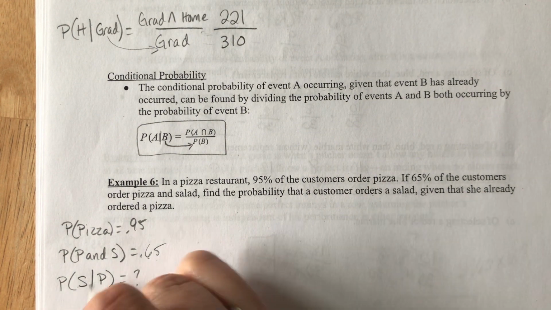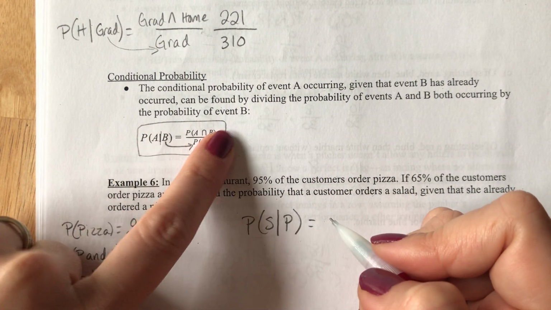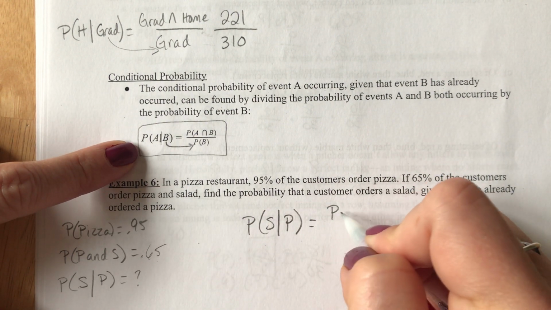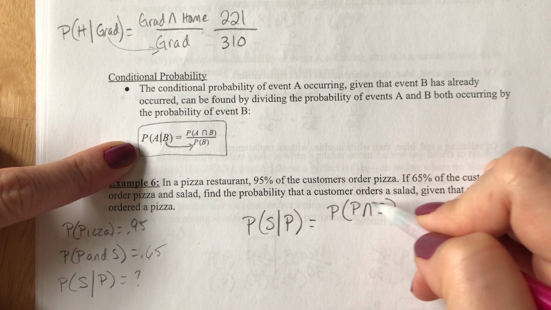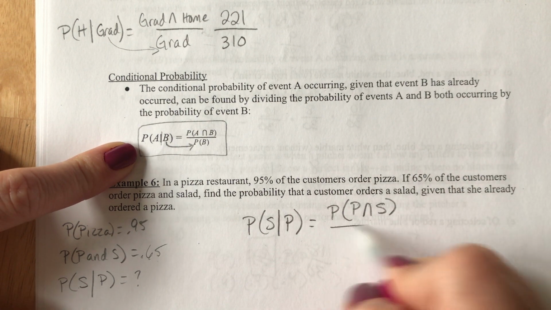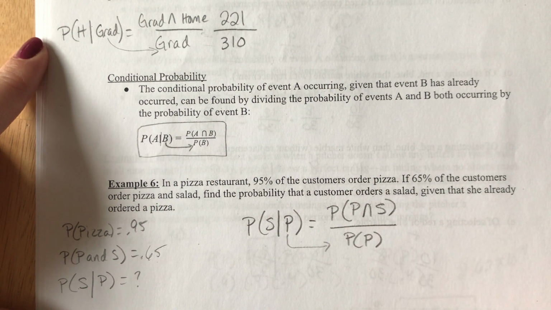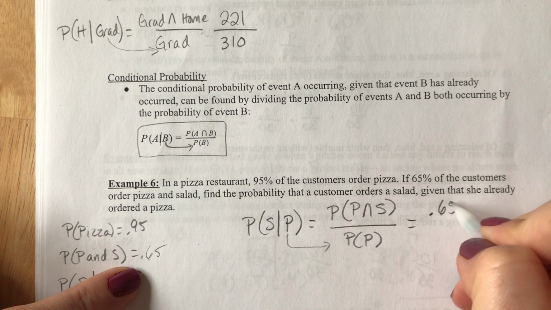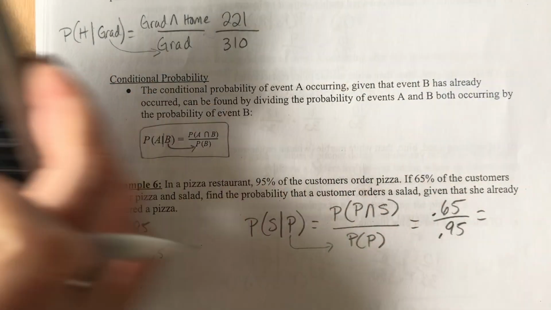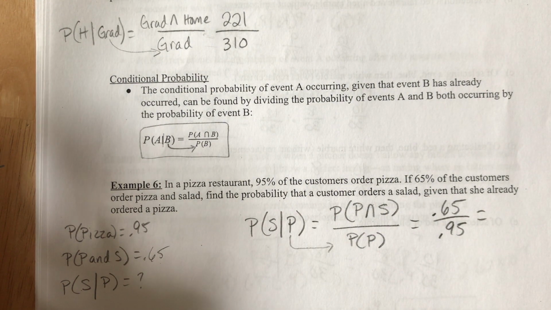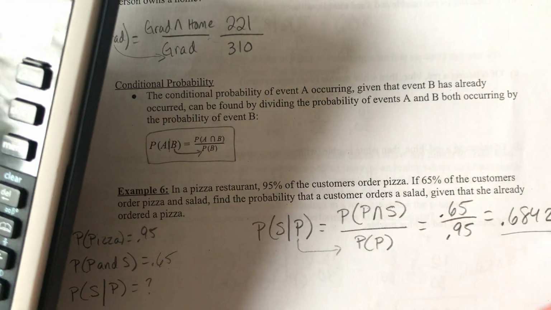That's what I don't know. So probability that they ordered a salad given that they ordered a pizza. I'm using this as my model. Remember, this is on your formula card. That's equal to the probability of pizza and salad. Salad and pizza or pizza and salad, it doesn't matter here. The key is that whatever you already know happened has to go down here alone. So pizza and salad was 0.65. Probability of pizza was 0.95. When you divide those down, 0.65 divided by 0.95, 0.6842. There's your answer.